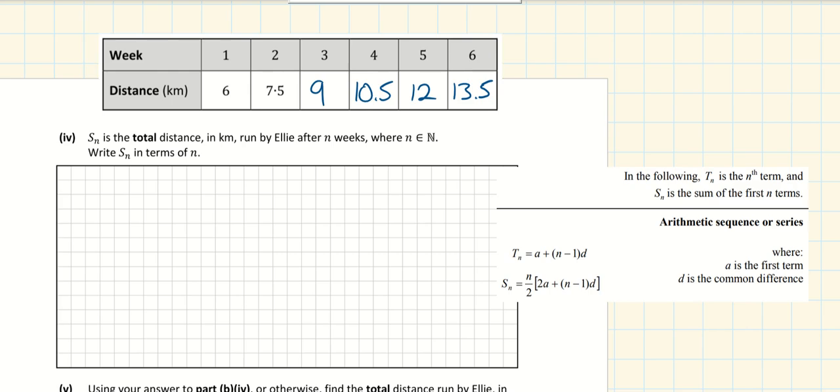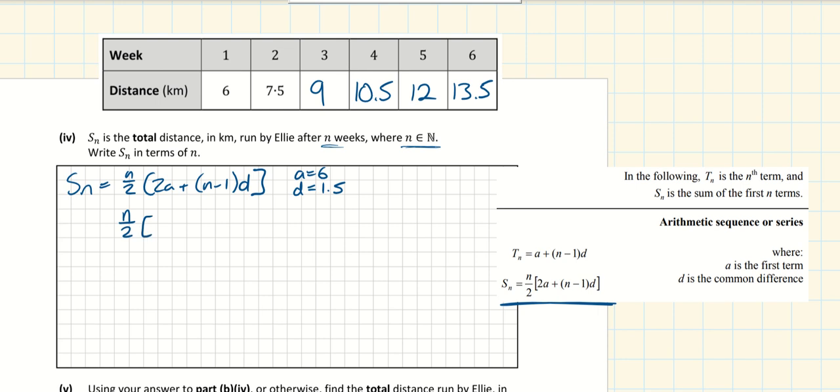Okay, on to part 4 now. We are told Sn is the total distance she's run after n weeks, where n is a natural number, so n is a whole number. So we need to use our Sn formula down here. So Sn is n over 2, 2a plus n minus 1 times the difference. Okay, and we have everything we need. a is 6 and d is 1.5, which we know from the last time. So we've just got to sub all these in.